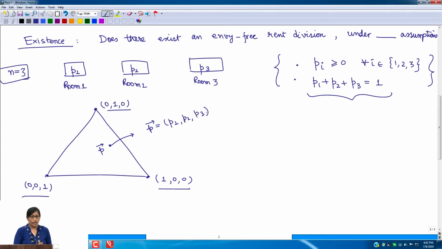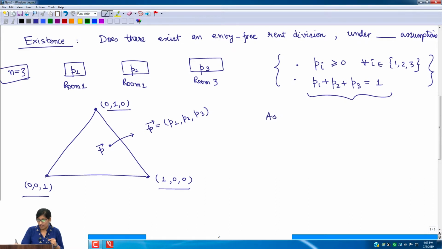Okay. So is it clear that every possible price vector is being represented by this particular triangle? This is exactly the way we did it yesterday. And also, why are we having pi greater than or equal to 0? Because I don't want you to be paid to live in a room. You must be paying. You are a payee and not the other way around. I want people to pay to live in a room.